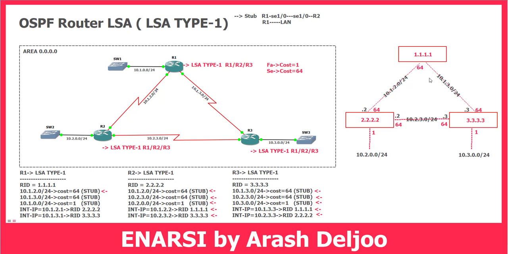It is so easy. Okay, after that, 10.1.30.0/24 cost is 64. Again, here we are using the cost of 64. Then as you can see, 10.1.0.0/24 cost is 1. It is so easy to understand that here we have one LAN, and the IP address of this LAN is 10.1.0.0/24. Okay, and the cost of this interface is 1.